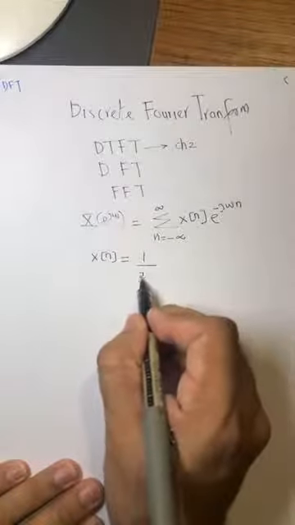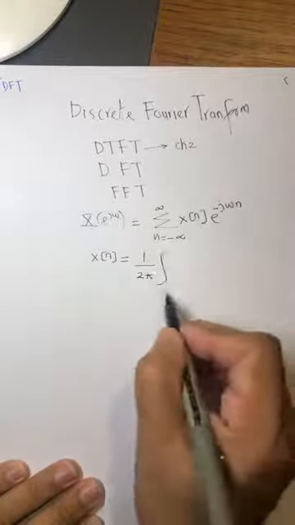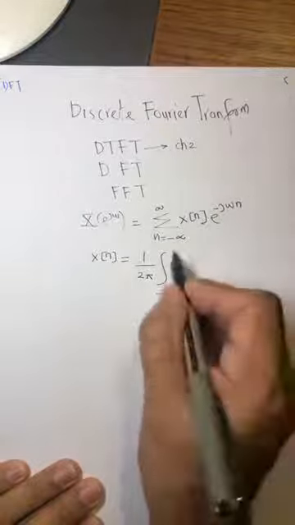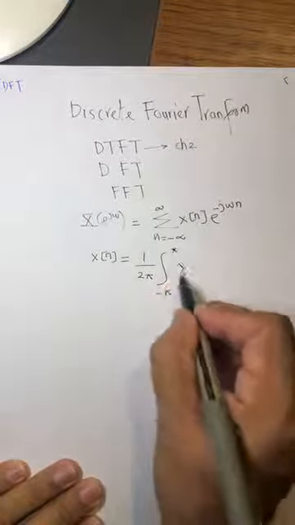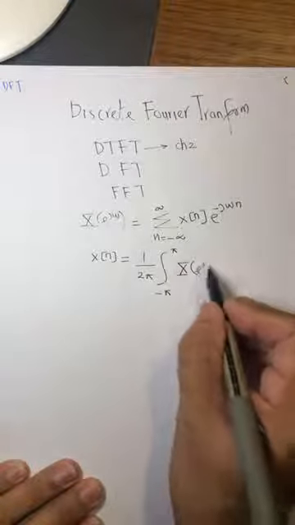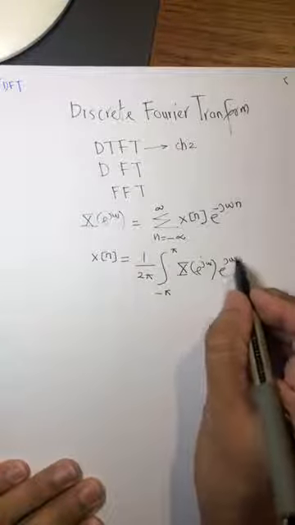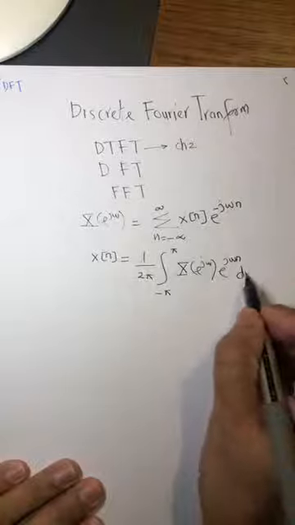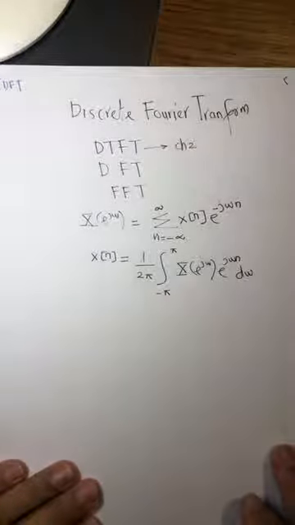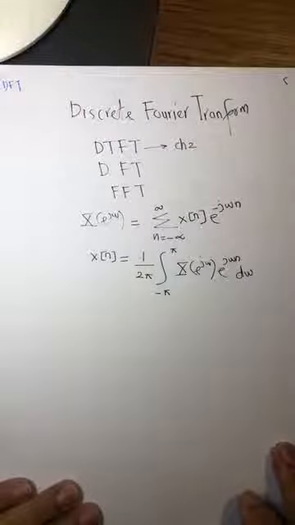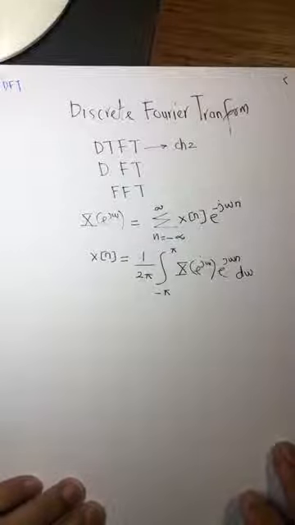So it is 1 over 2π, integral from minus π to π of X(e^{jω}) e^{jωn} dω. This is a very important transformation in signal processing, which is called the discrete time Fourier transform.